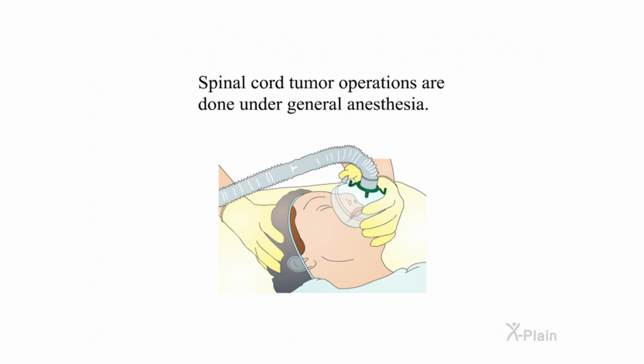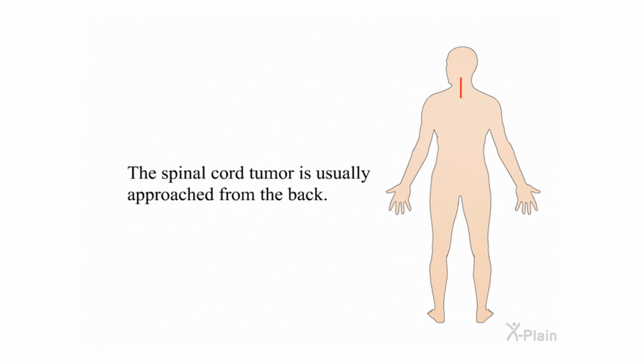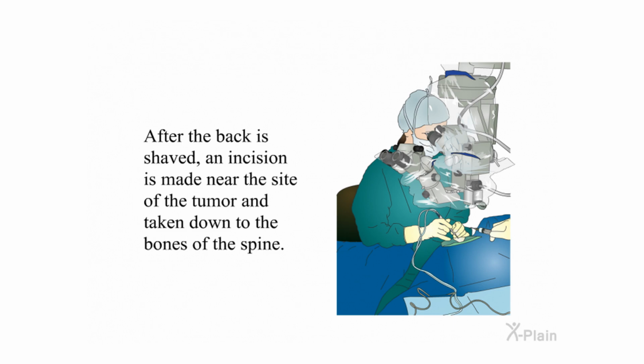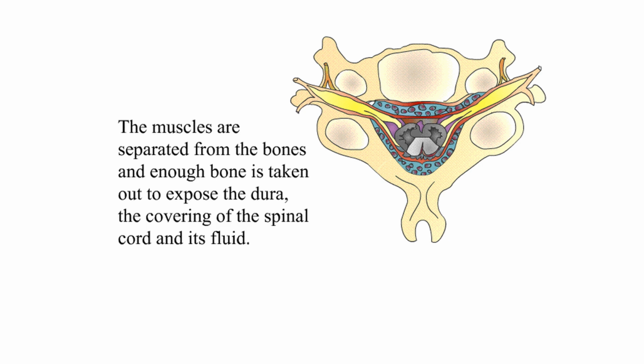Procedure. Spinal cord tumor operations are done under general anesthesia. The spinal cord tumor is usually approached from the back. After the back is shaved, an incision is made near the site of the tumor and taken down to the bones of the spine. The muscles are separated from the bones and enough bone is taken out to expose the dura, the covering of the spinal cord and its fluid.